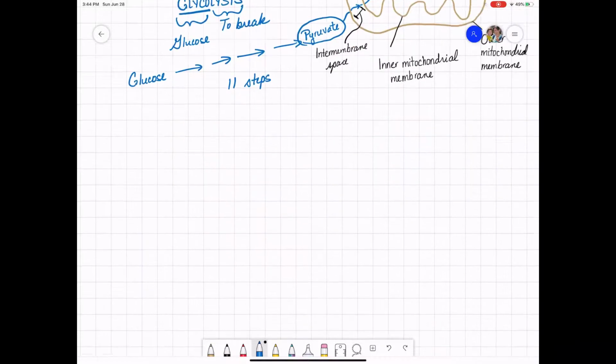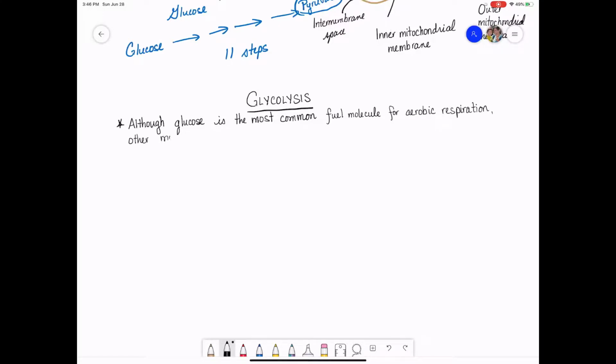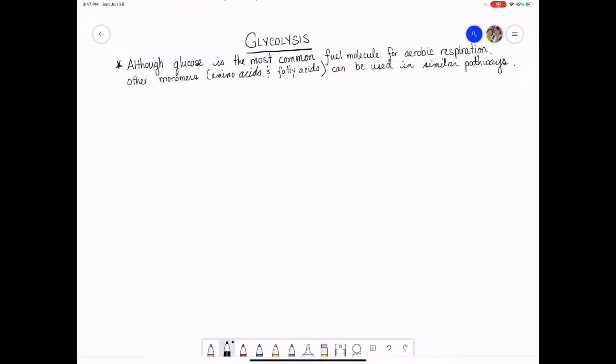So now we're ready to learn about the three stages that comprise aerobic respiration. We'll start with glycolysis. Now the name glyco implies glucose. And of course, glucose is by far the most common fuel source, but it's not the only one. Fatty acids, amino acids, and occasionally nucleic acids can also be broken down by a similar but not identical metabolic pathway. So although we're going to learn about how we break down glucose, please note the other fuel sources like fatty acids and amino acids can be broken down using similar pathways. All right, let's get started.